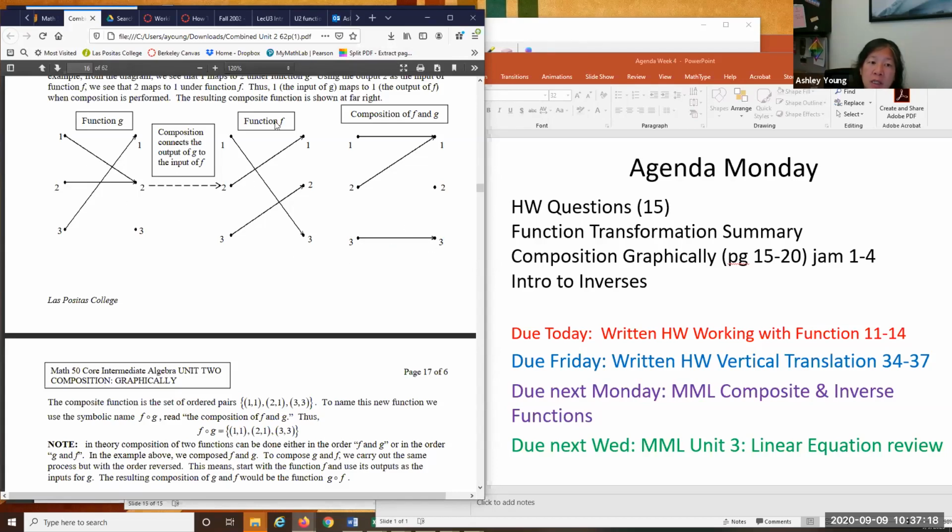Here's g, here's f. If you compose them, f of g, then if you start off at 1, you're going to end up back at 1. If you start off at 2, you're going to end up at 2 and then at 1, so 2-to-1. If you start off at 3, you're going to end up going to 1 and then back to 3, so 3 goes to 3. And that's what we're saying right here. f: 1 goes to 1, 2 goes to 1, 3 goes to 3.